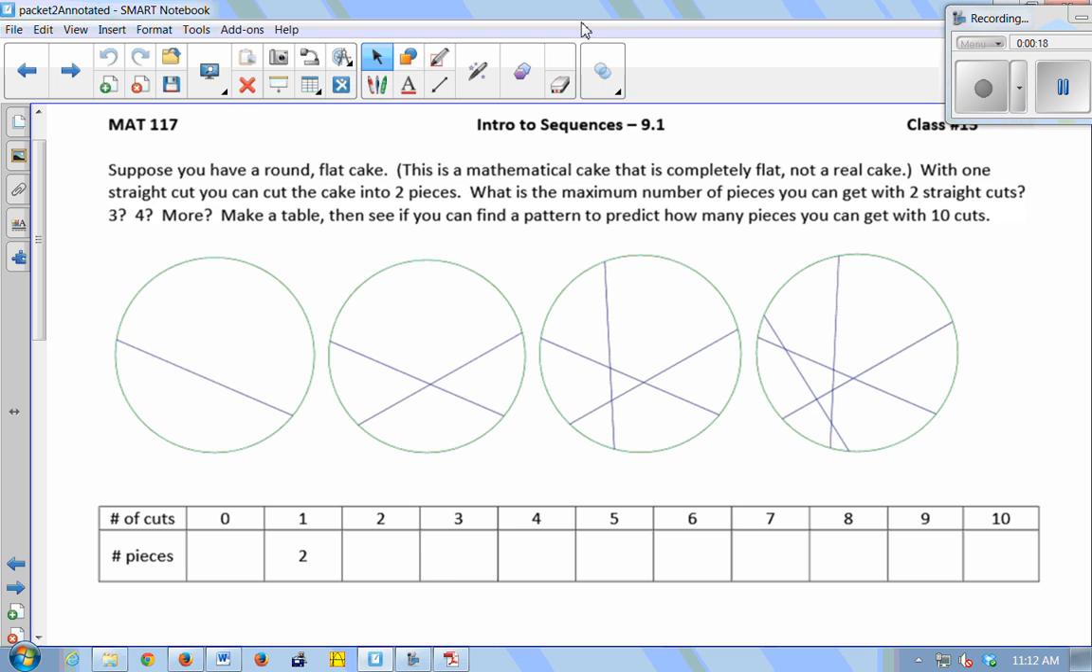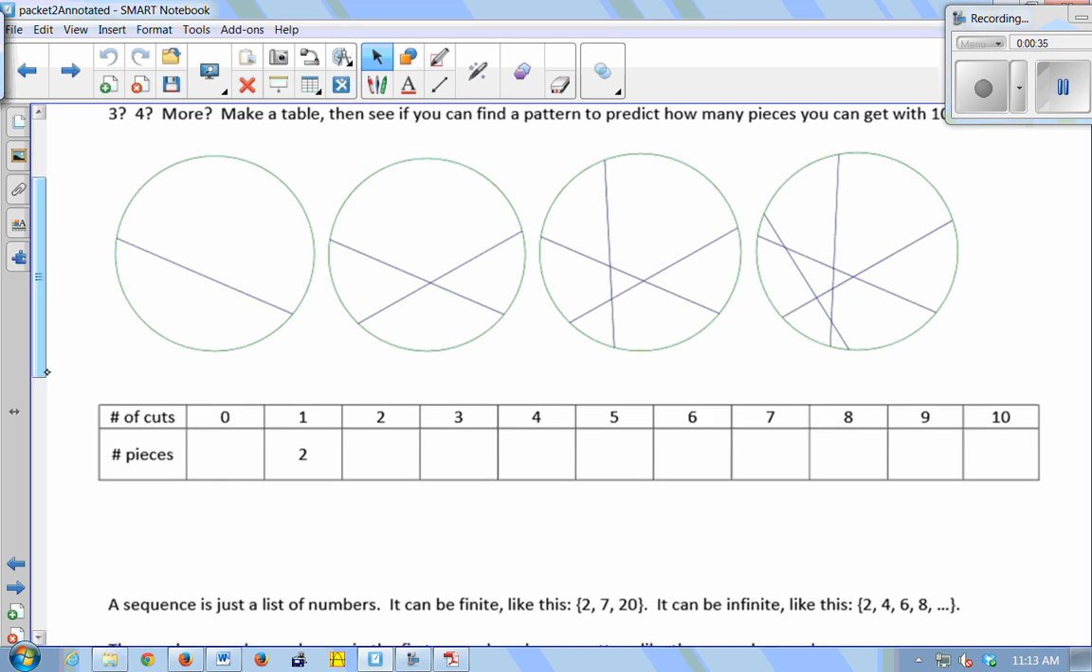So with one straight cut, you could cut the cake into two pieces, right? So I just make one straight cut anywhere through the cake. I got two pieces of cake. Not necessarily equally sized, but I have two pieces. Okay. What's the maximum number of pieces you can get with two straight cuts? 4. So I have it drawn there.